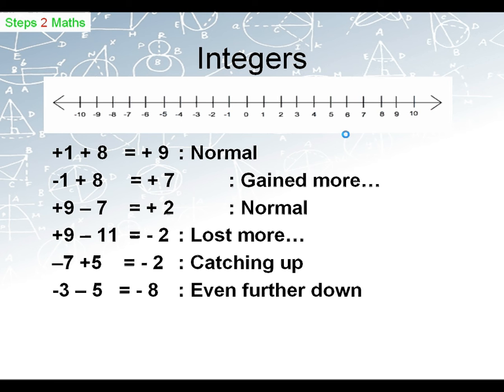And the final example is when you're down 3 points, but you lose another 5 points. So you're counting down 5. You start at -3 and you go down 1, 2, 3, 4, 5, and you end up at -8, meaning you're even further down.